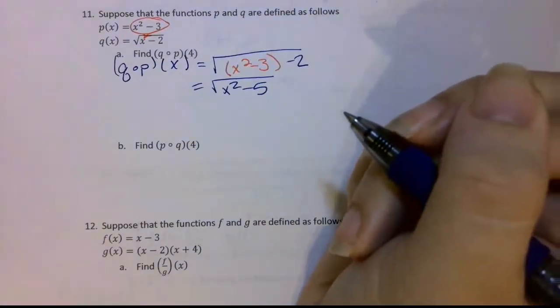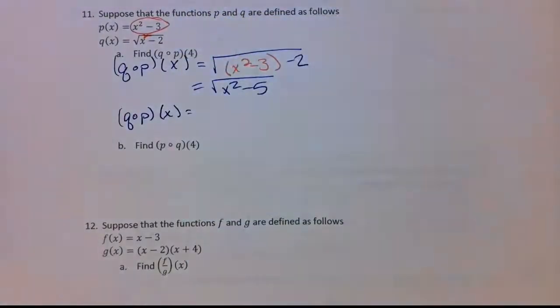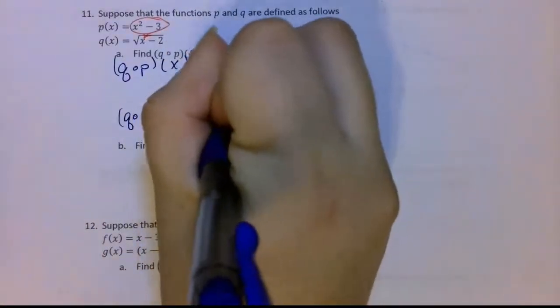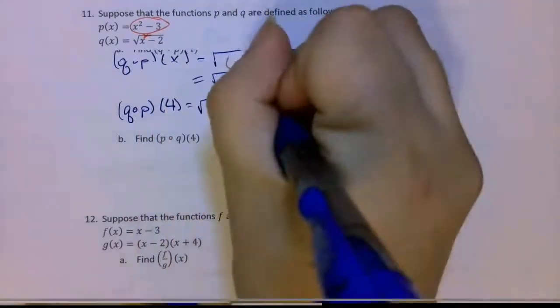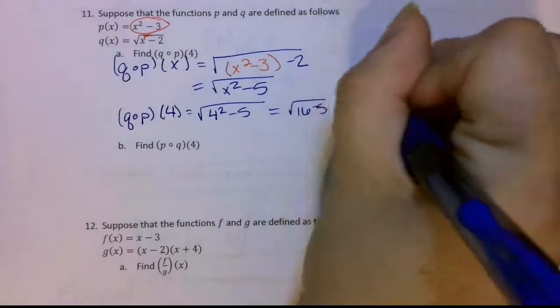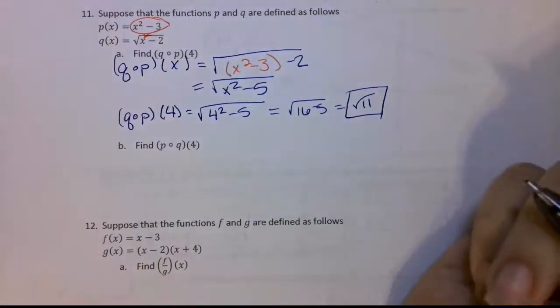Then I want to go ahead and plug in that 4. Oops, not an x there, 4 here. Then I have the square root of 4 squared minus 5, which is the square root of 16 minus 5, which gives me the square root of 11.